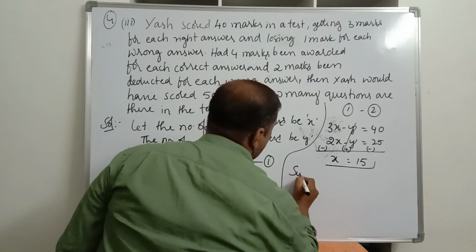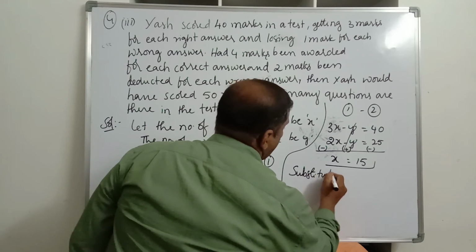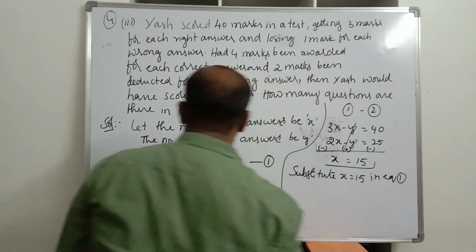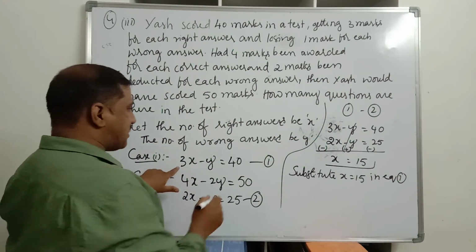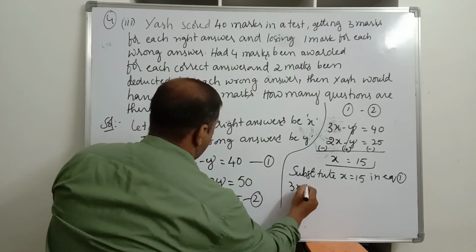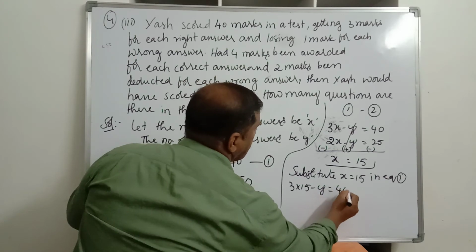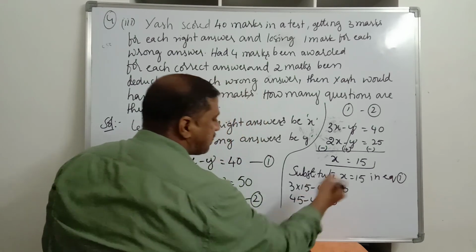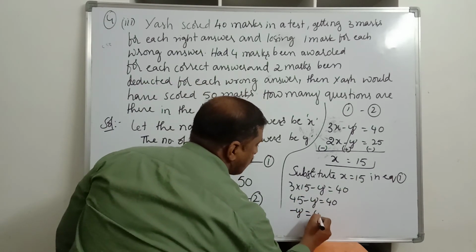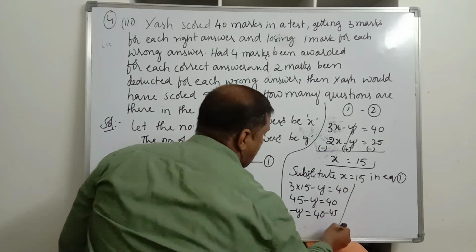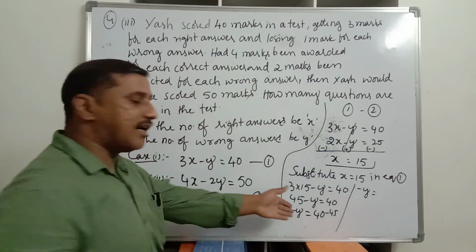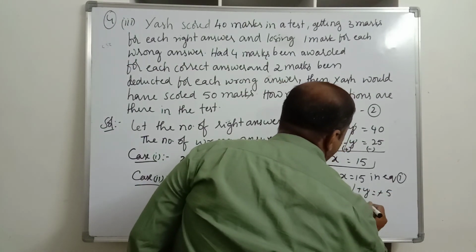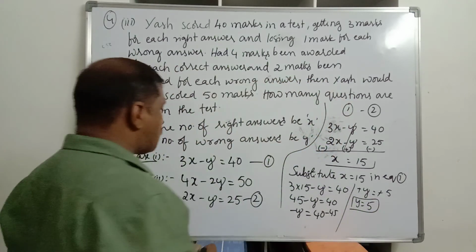Now substitute x equals 15 in equation 1 or equation 2. Taking equation 1: 3 into 15 minus y is equal to 40. 3 into 15 is 45, minus y is equal to 40. Transposing 45 to the other side, we get minus y is equal to 40 minus 45, which is minus 5. Minus and minus cancel. Now y is equal to 5.